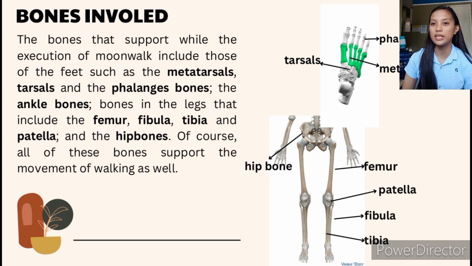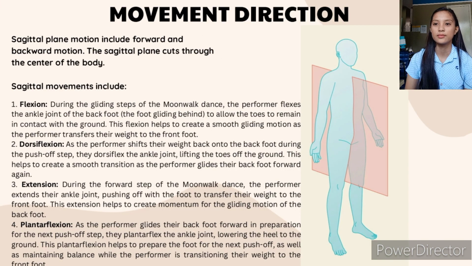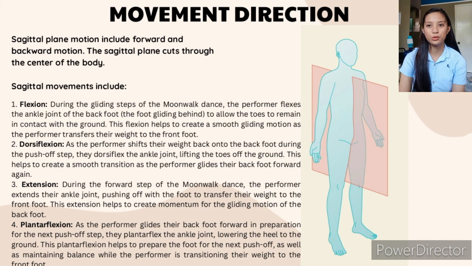And lastly, we have the hip bones. The hip bones provide stability to the body while performing the moonwalk dance. The pelvis, composed of the hip bones, moves forward and backward to allow a smooth gliding movement of the feet. Overall, these bones work together to provide the necessary support and range of motion to execute the moonwalk dance with precision and ease.